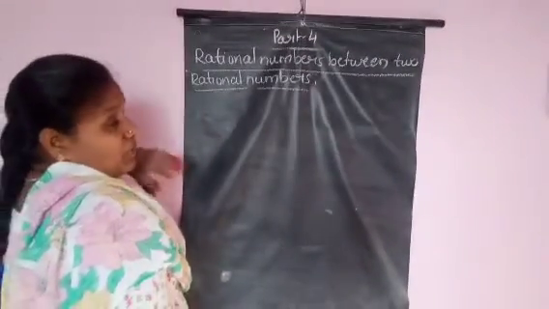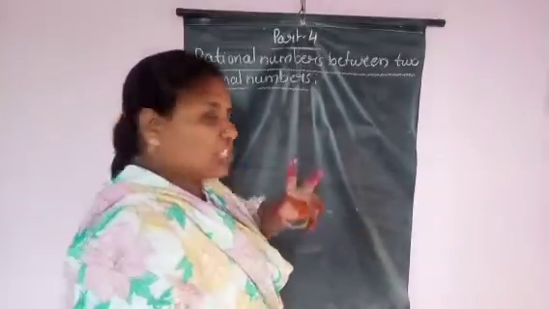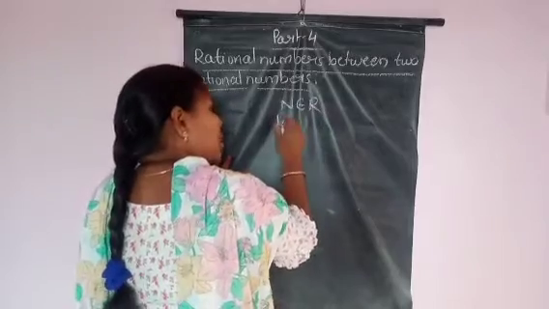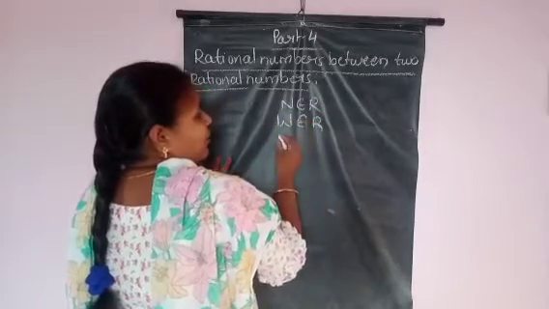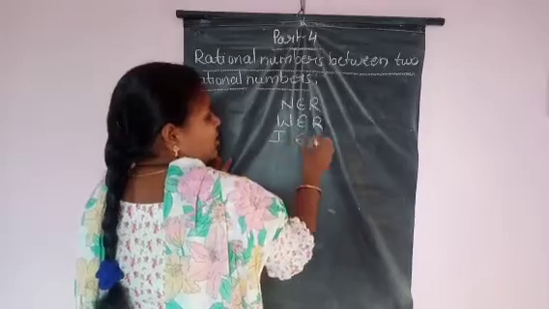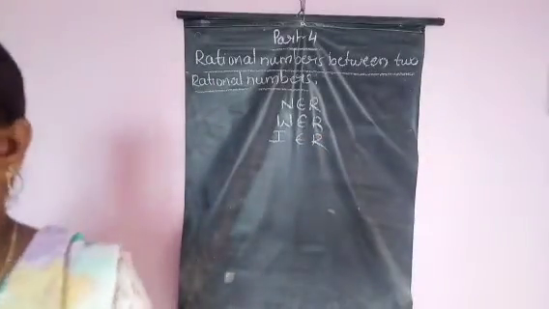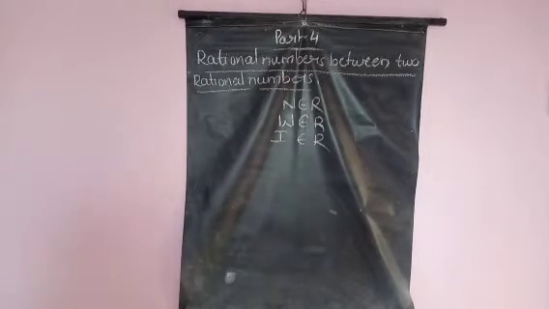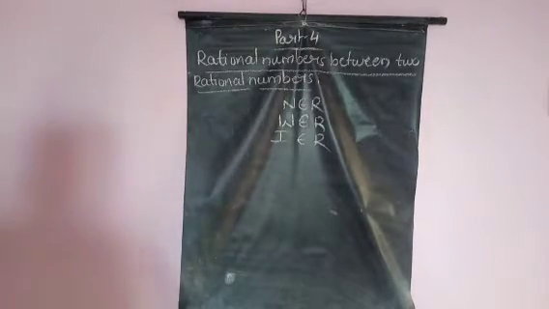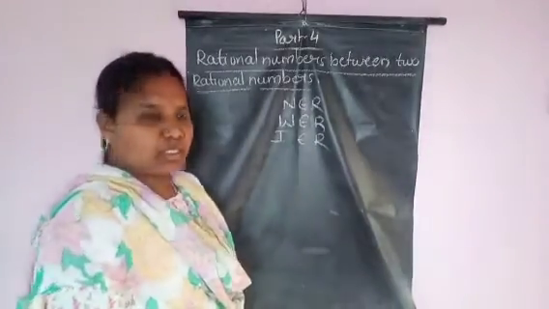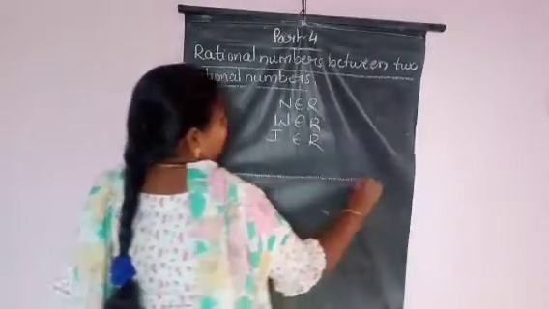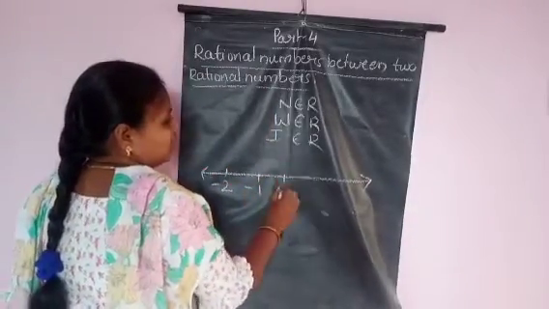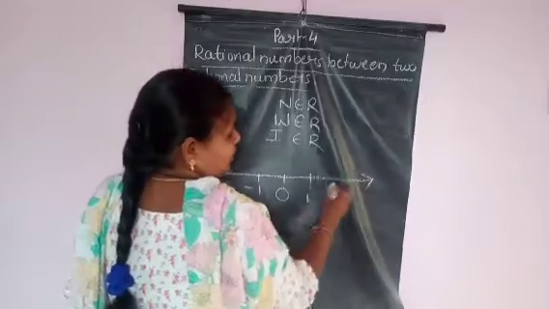What are rational numbers? Every natural number is a rational number. Every whole number is a rational number. Every integer is a rational number, and these are all rational numbers we know. Integers means negative numbers, positive numbers, including 0.